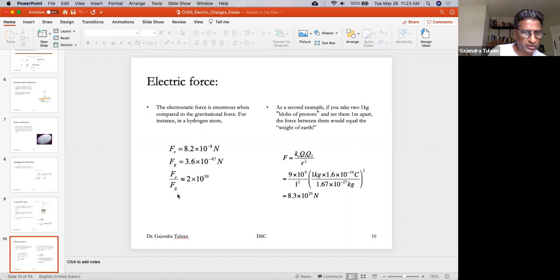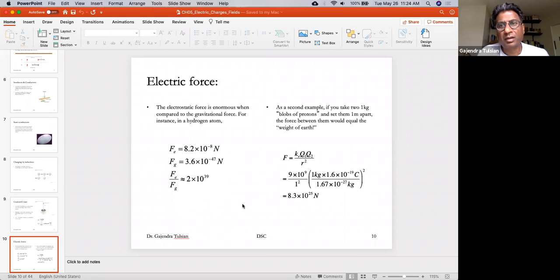So the point of this is, if at all there's an electrostatic force in play, in most situations on the Earth anyway, you can totally ignore the gravitational effects. Now, if you were close to a black hole, then the gravitational effects could be significant.